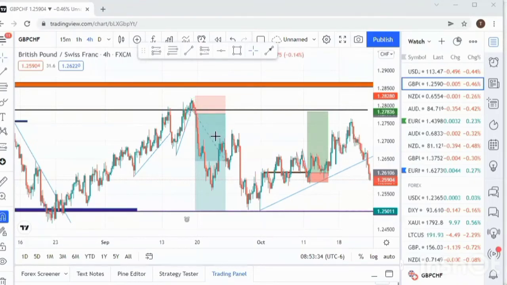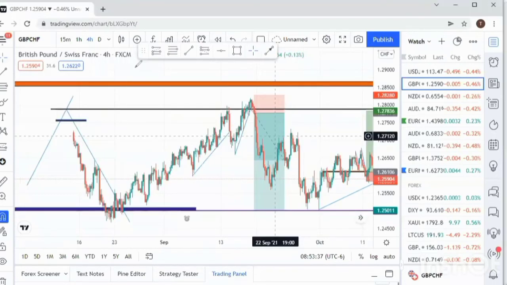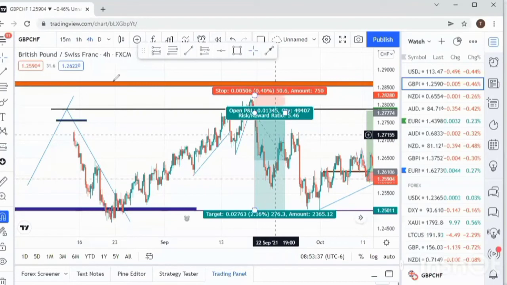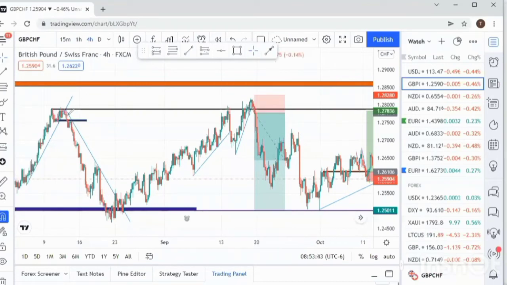If you zoom in like this, you can actually see a first touch here. And trust me, I captured this trade. I was able to capture this trade from here and rally it all the way down. I also captured it from here and rally it all the way up.